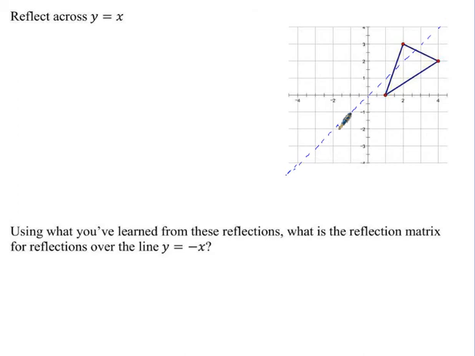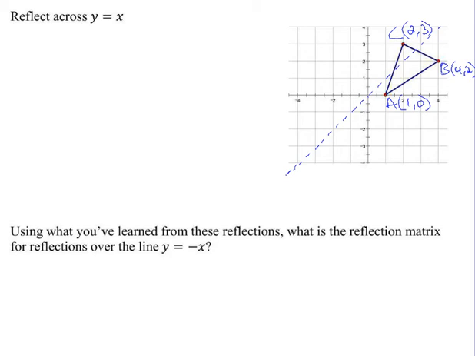I'm reflecting over the line y equals x. We are using the same triangle, so this is point A, and it's still (1, 0). This is still point B, and it's (4, 2). This is point C, and it's (2, 3). I'm going to change colors this time just so we're not confused.